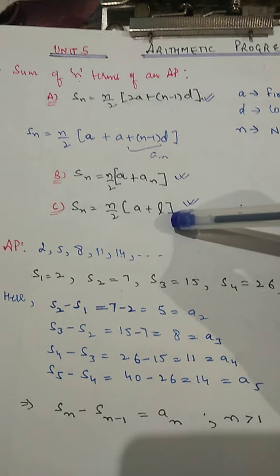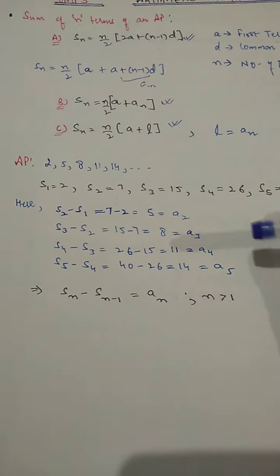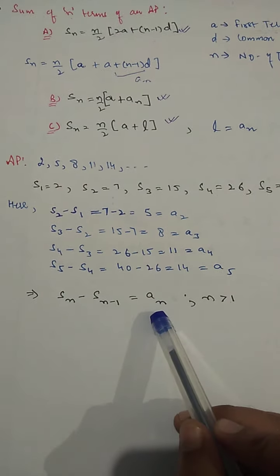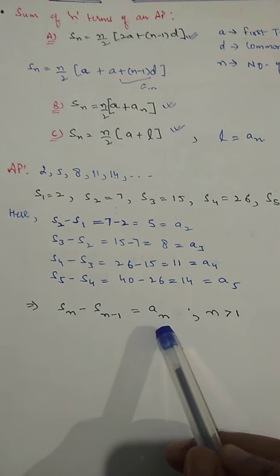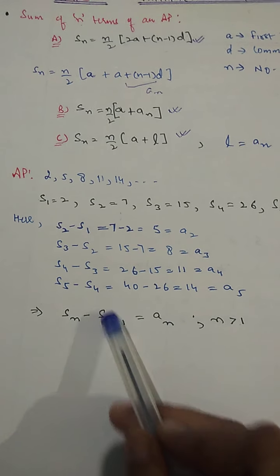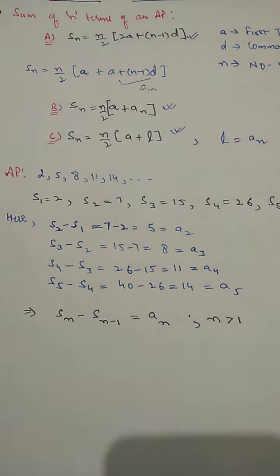Now let's move further. In this exercise we also have to read about a formula where we find the nth term from the sum of the given terms, and we use the formula an is equal to Sn minus Sn minus 1. Let's discuss how this formula is formed.